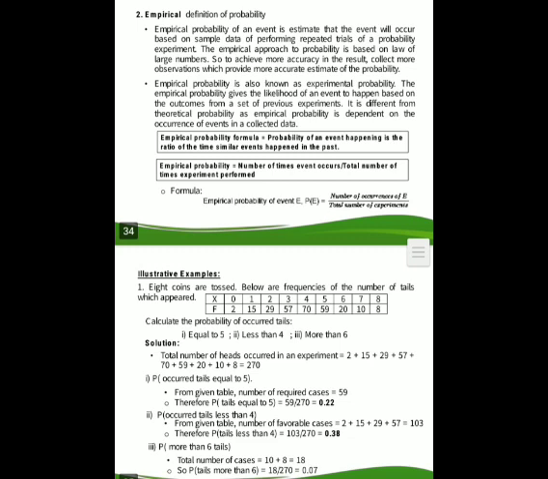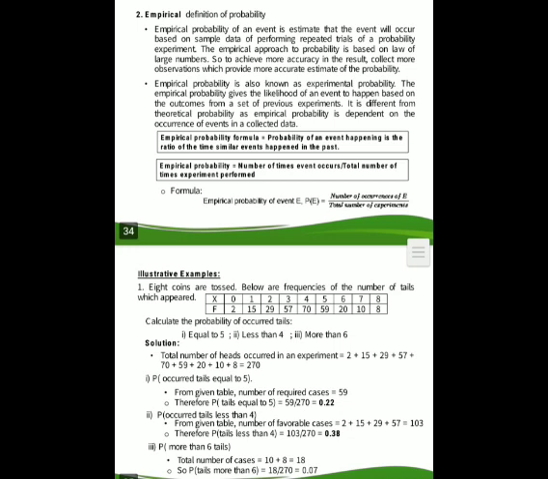Another example. The following are the marks obtained by 1,200 students in a particular examination. Marks and number of students. Marks: 100 to 120, 120 to 140, 140 to 160, 160 to 180, 180 to 200. Number of students: 63, 142, 500, 320, and 175. Find the probability that a selected student has marks under 140, above 180, and between 140 and 200.